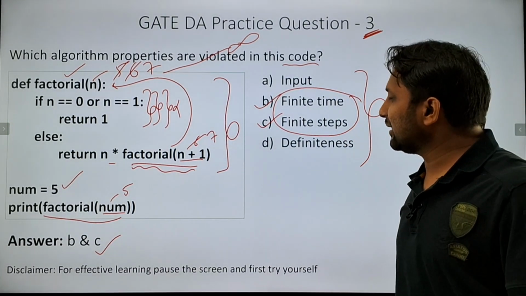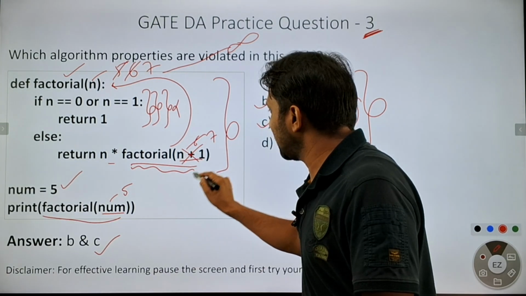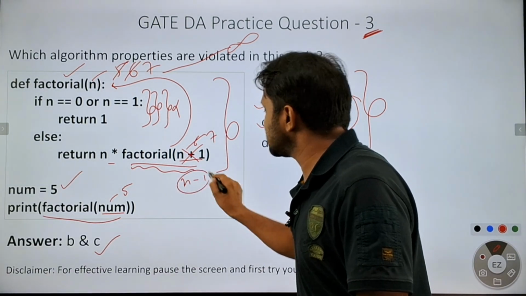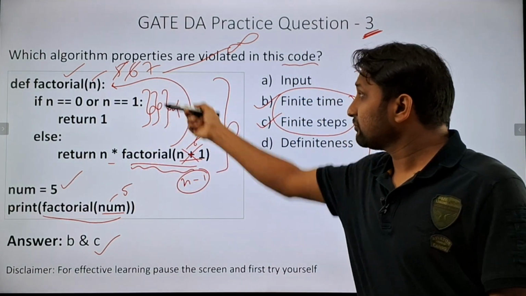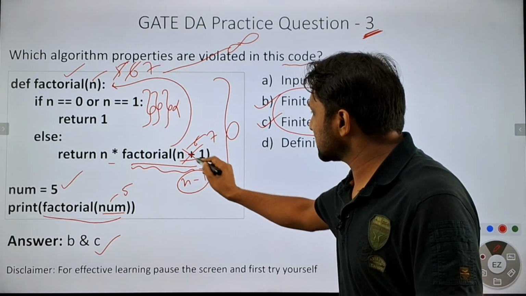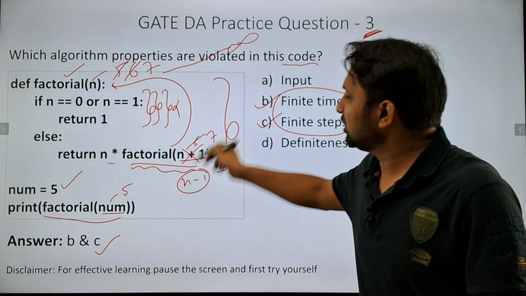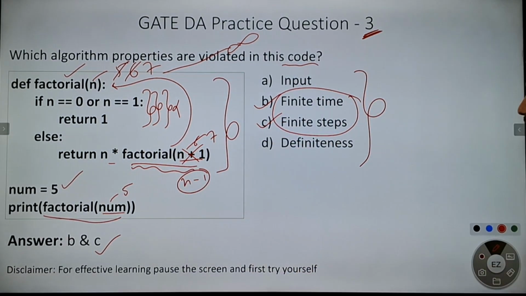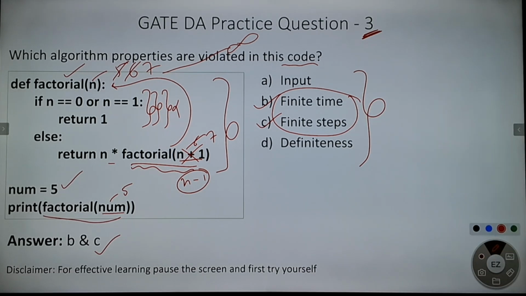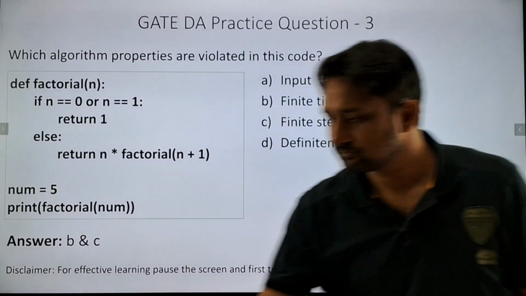Okay, you can update this code. You can correct it by updating this statement to n-1. Actually, this is the recursive program for finding the factorial of a number. So if you write n-1 in place of n plus 1, this code will work very fine. For this question, B and C is the right answer. We are violating these two properties because this code is not stopping at all. Let's move on. Let me erase it and move on.